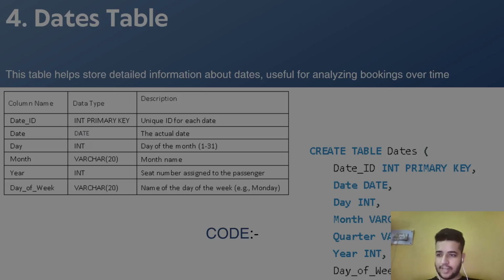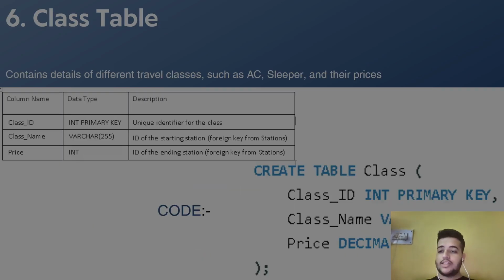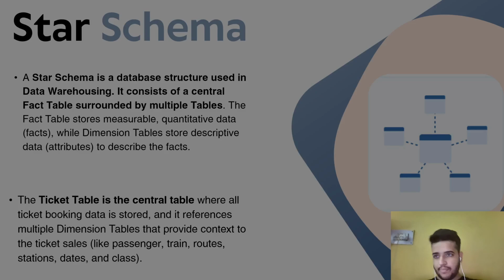Then there's the dates table. In the dates table, we have created date ID, date, day, month, year, day of the week. Route table: this holds information about the trains that run on the route. Route ID, start station, where the train starts from, and where it ends, and the distance it covers. And there's a class table, with different classes such as AC, sleeper, and the price: class ID, class name, and price. In the same way we have done the ticket table.